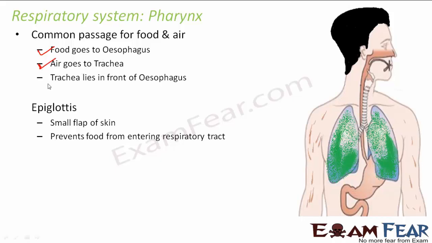Now you must be confused about how the trachea and esophagus are situated. The trachea lies in front of the esophagus. Now if you look at this diagram, this is the trachea.